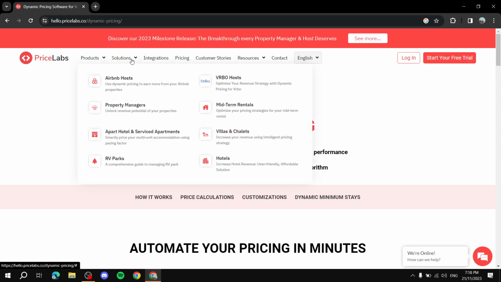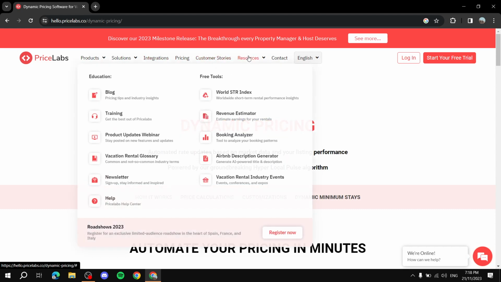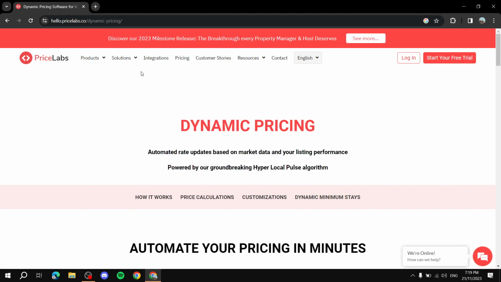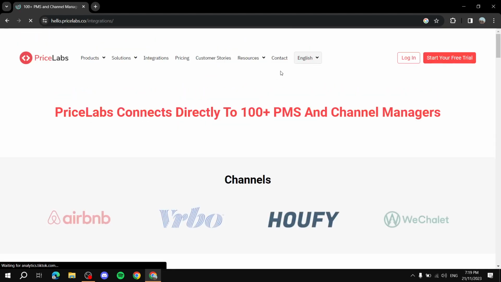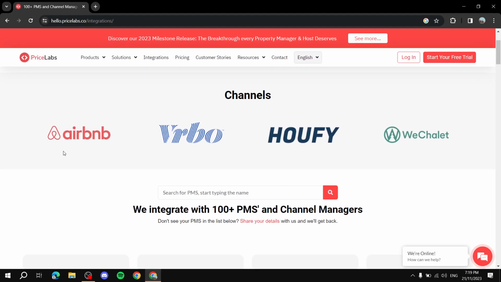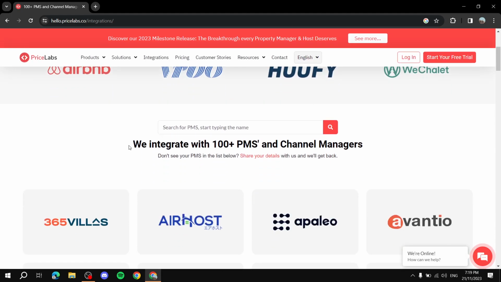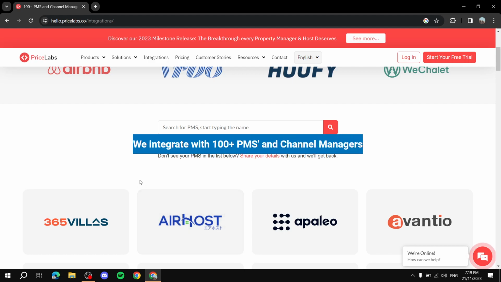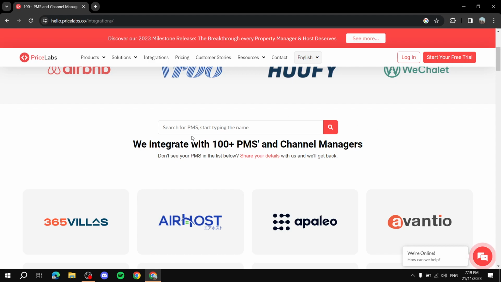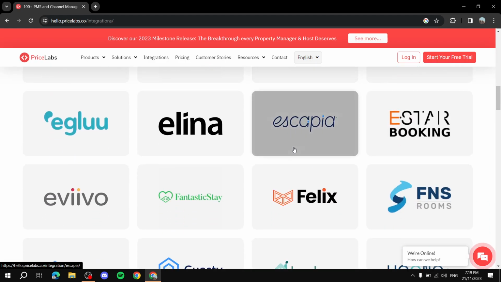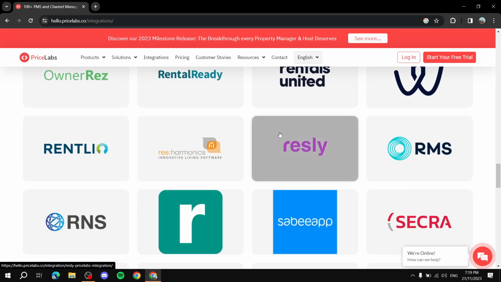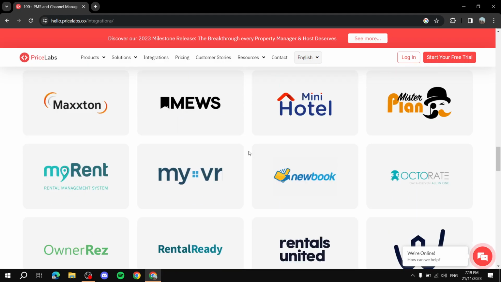And then if we go to solutions or resources, you will find the free tools that they provide you, and all these other things. But now I want to talk about the integrations they have, because it's excellent. Obviously Airbnb would be the top one here, but as you can read, we integrate with 100 plus PMS and channel managers. And if you scroll down, you will find everything that they integrate with, which is a lot of integrations.